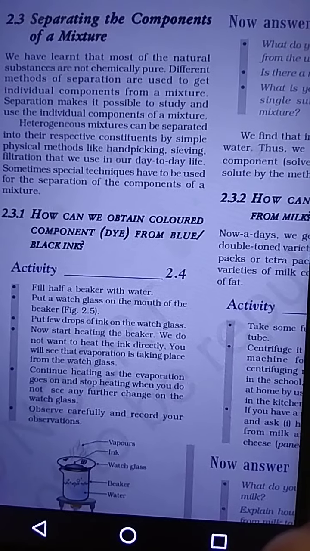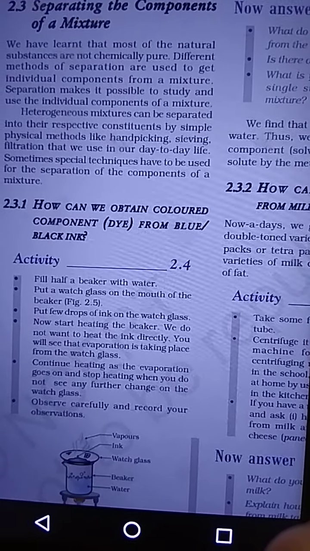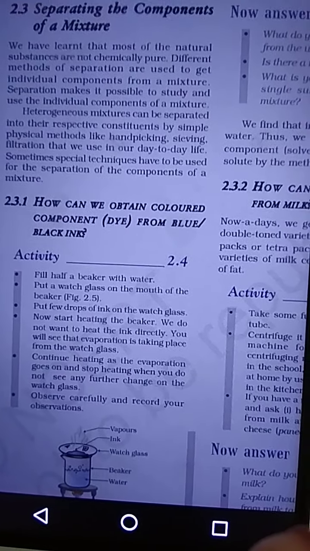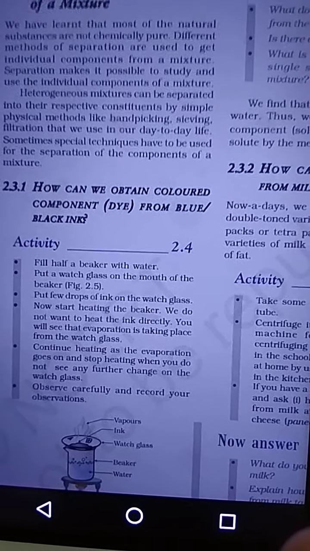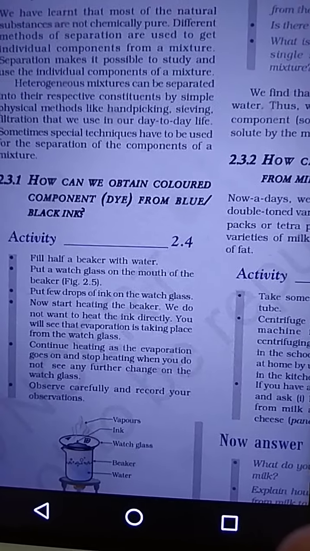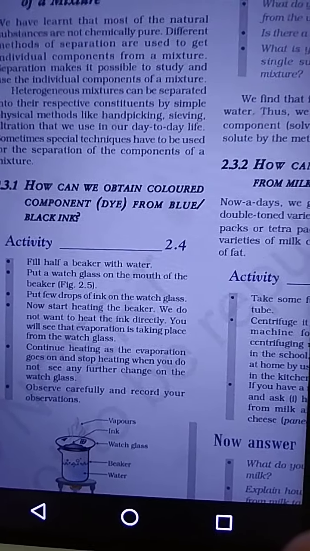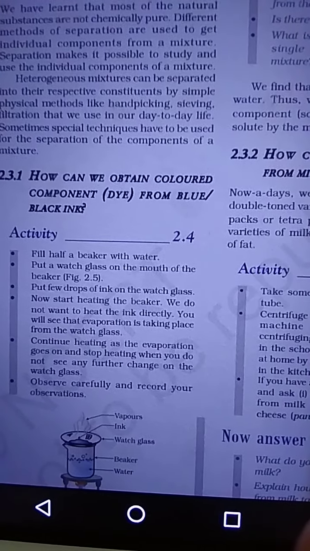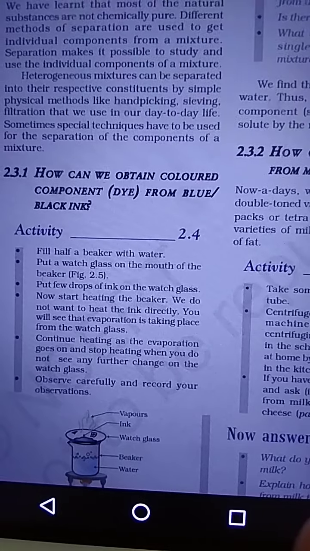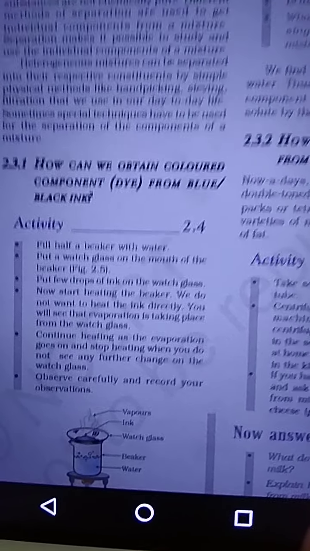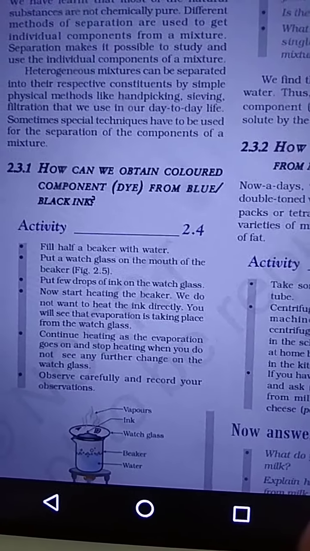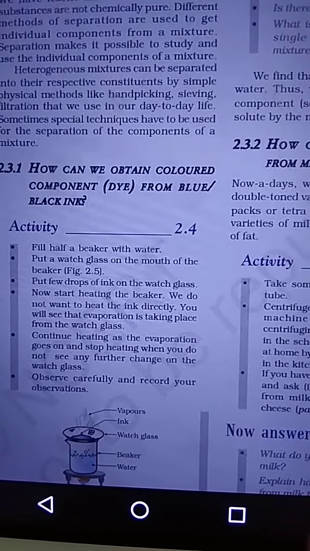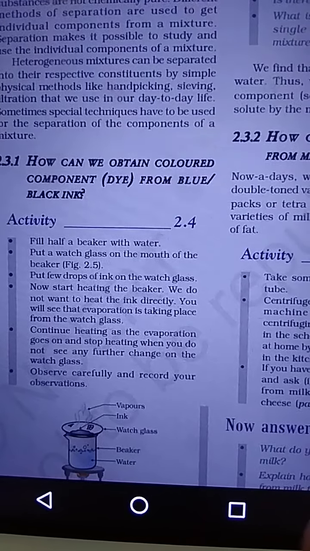Heterogeneous mixtures can be separated into their respective constituents by simple physical methods, which are hand picking, sieving, and filtration. But sometimes we have to use special techniques for the separation of components of a mixture. Today we will discuss only the first activity, that is activity 2.4. How can we obtain a colored component, that is dye, from blue black ink?